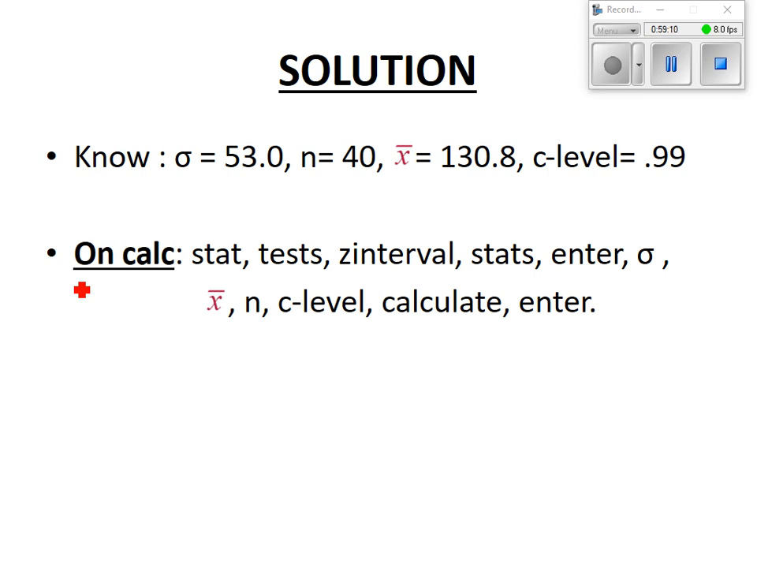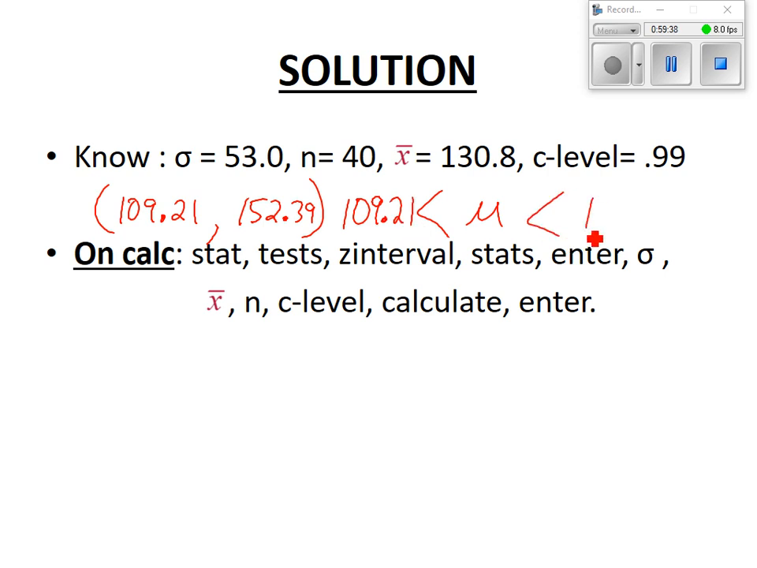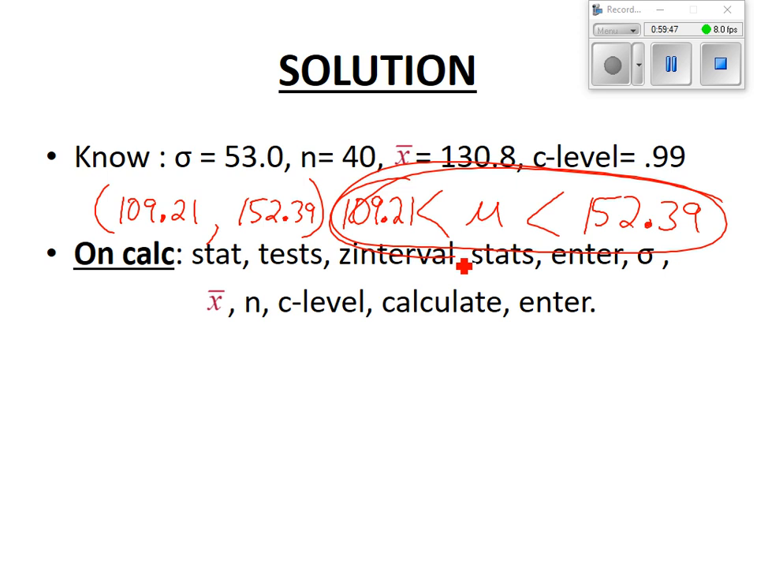130.8, that's our X bar. What's it give you for the interval? 109.21, comma, 152.39. So what that's saying, that's written out that way. What it's saying is, we're 99% confident that mu falls between 109.21 to 152.39. I like writing it this way because I think that explains more to me than this, but that's the way the calculator does it.